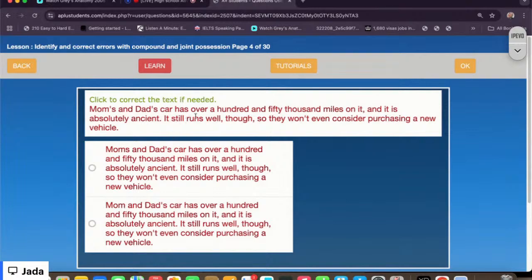Mom's and Dad's car has over 150,000 miles on it, and it is absolutely ancient. It still runs well though, so they wouldn't even consider purchasing a new vehicle.